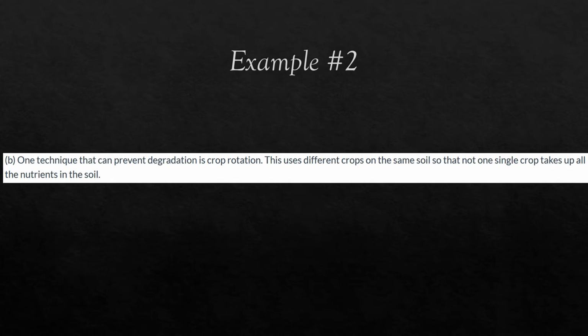Example number 2. One technique that can prevent degradation is crop rotation. This uses different crops on the same soil so that not one single crop takes up all the nutrients in the soil. So this is a good complete answer. It gives descriptions of how it prevents degradation, and it also describes what crop rotation is.